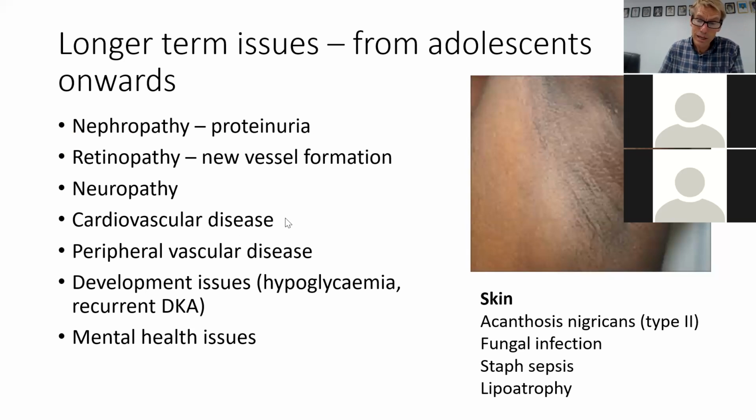The early onset of cardiovascular disease can be prevented by good control. And then, as I said, other issues like hypoglycemia and seizures, probably they're the most important things to think about, just making sure we prevent nocturnal hypoglycemia.